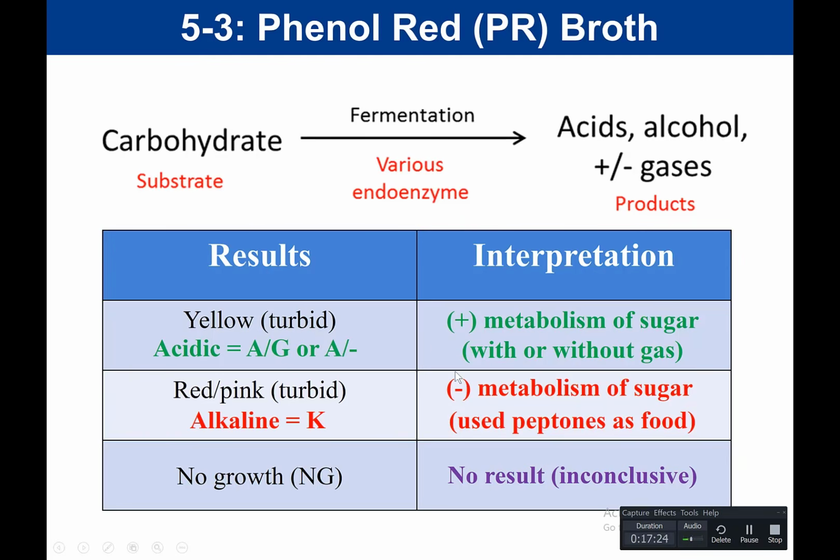You want to record and understand what the negative looks like, and that is red-pink with turbidity. So the bacteria grew, but they did not use the sugar. Instead, they produced alkaline products, which tells us that the bacteria used peptones as food.